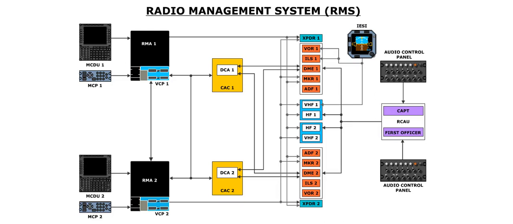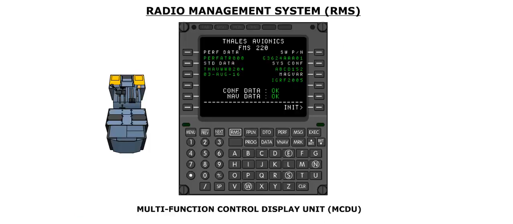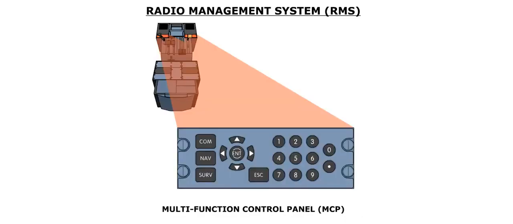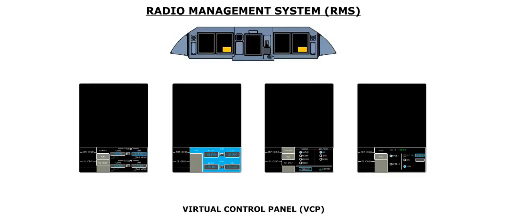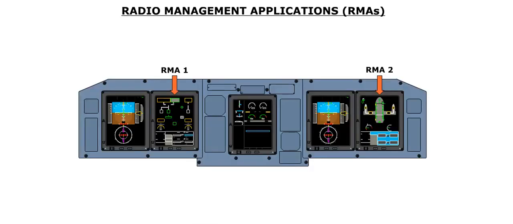The Radio Management System, or RMS, manages the radio communication, radio navigation, and the TCAS transponder system through multifunction control display units, or MCDUs, multifunction control panels, or MCPs, and virtual control panels, or VCPs. The Radio Management Application, or RMA, manages the radio navigation and communication equipment, and displays communication and navigation settings on the different displays. The Radio Management System incorporates two redundant RMAs, hosted in display units 2 and 4.